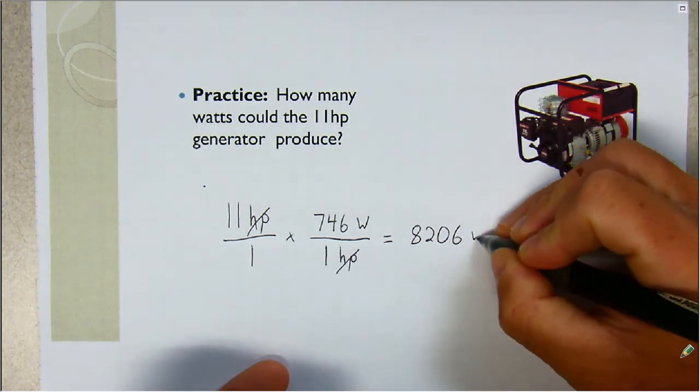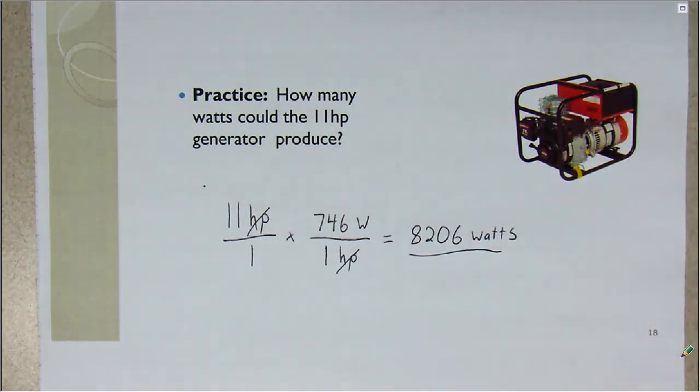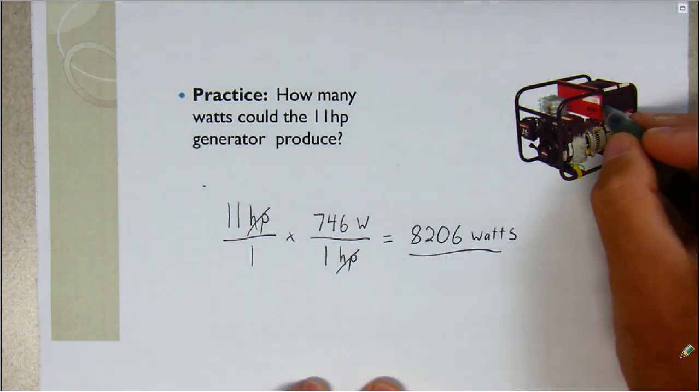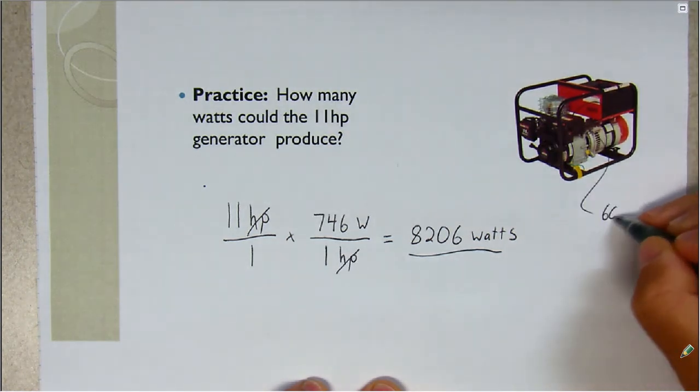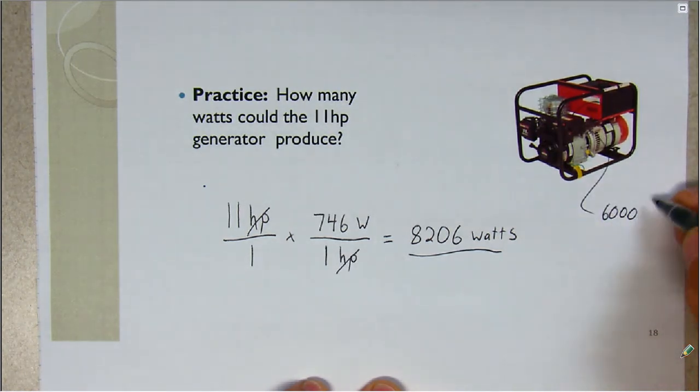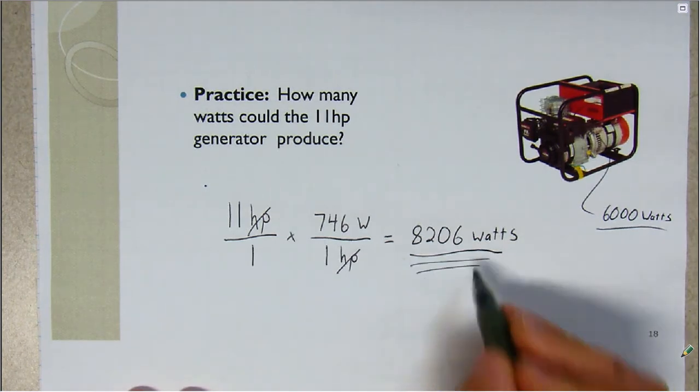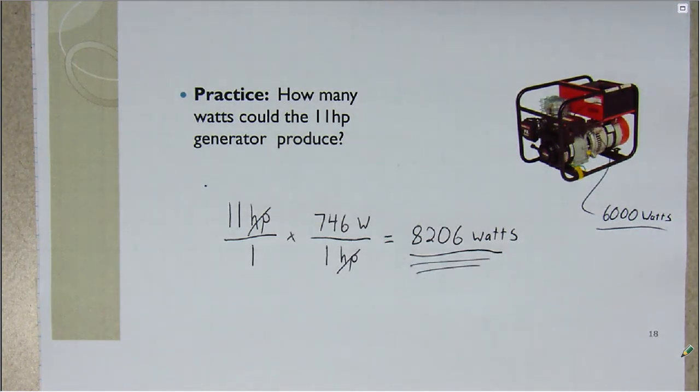8,206 watts. Now, generators aren't 100% efficient, so it won't actually make 8,206 watts. This generator is actually only rated for 6,000 watts because some of that engine's power goes into noise and heat. Not all of it becomes electricity, but theoretically, it could make 8,206 watts.